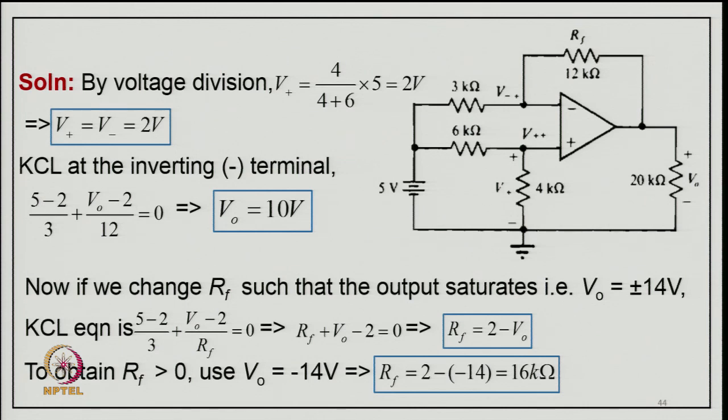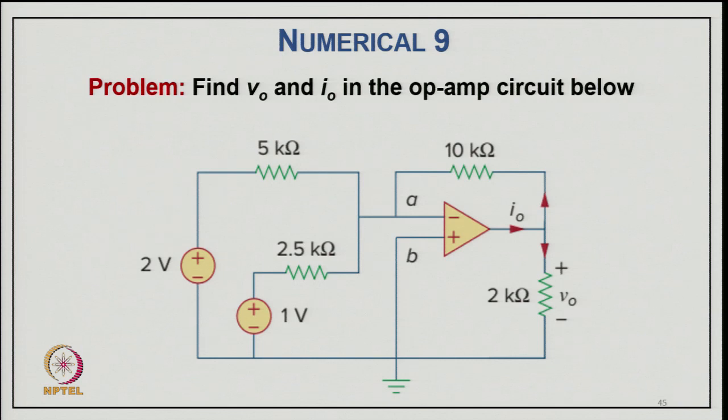So, V o comes 10 volt, and now we can change R f such that the output saturates. So, V o equal to plus minus 14. Now, with the KCL, 5 minus 2 by 3 plus V o minus 2 by R f equal to 0. So, R f equals 2 minus V 0. To obtain R f greater than 0, use V 0 equal to minus 14. So, R f is 2 minus minus 14, that is 16 kilo ohm. That will saturate the output voltage to plus 14 volt.